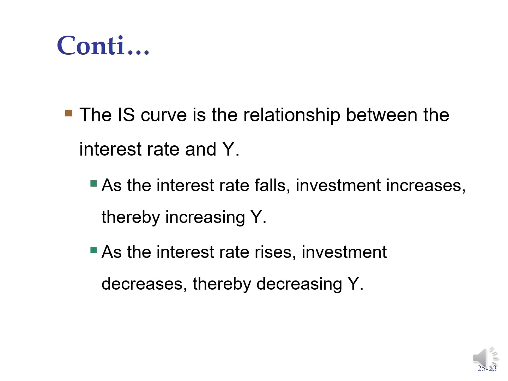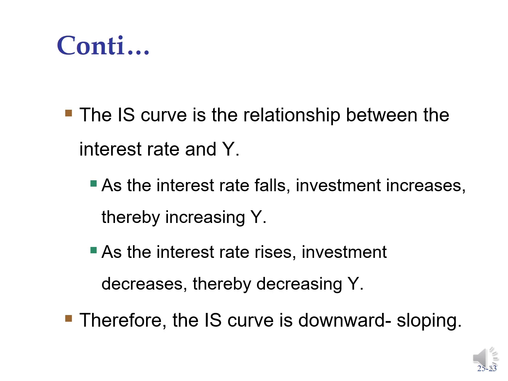The IS curve is the relationship between the interest rate and the output, or we can say Y. As the interest rate falls, investment increases, thereby increasing Y. As the interest rate rises, investment decreases, thereby decreasing Y. So therefore the IS curve is downward sloping.